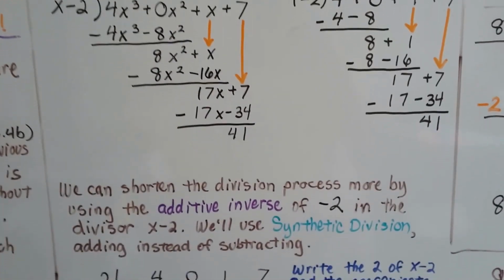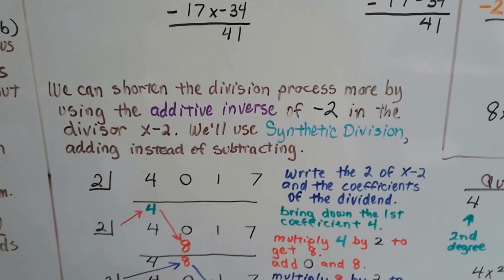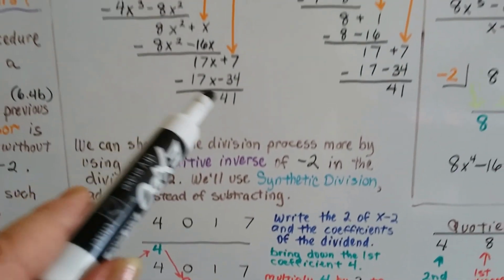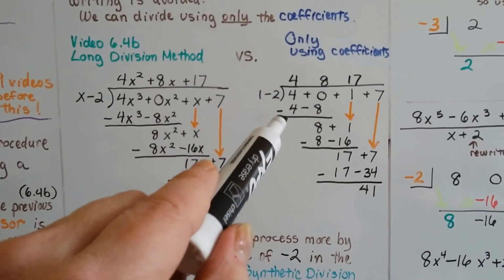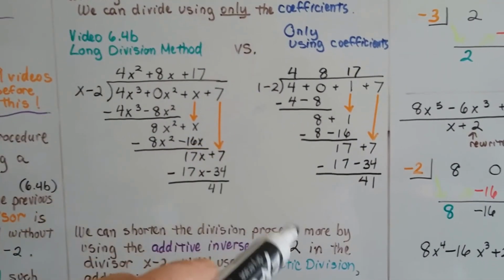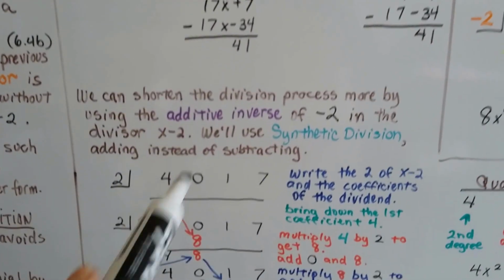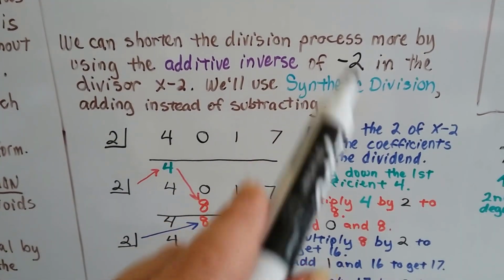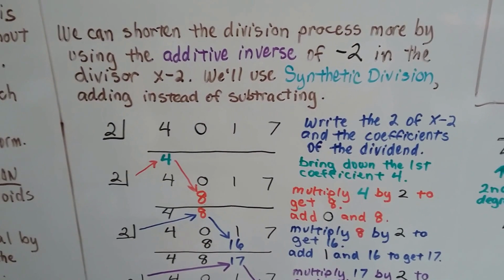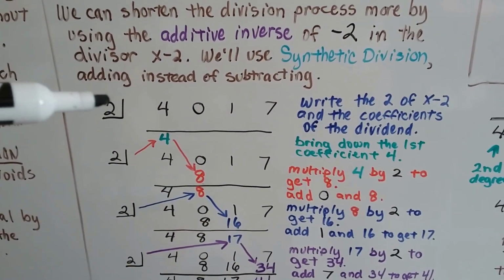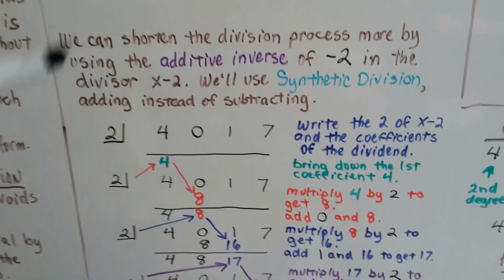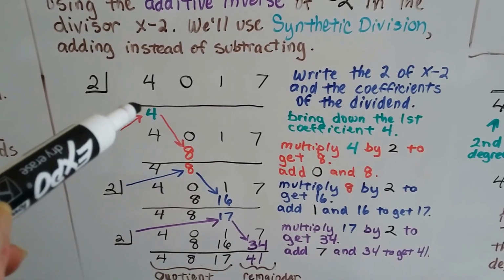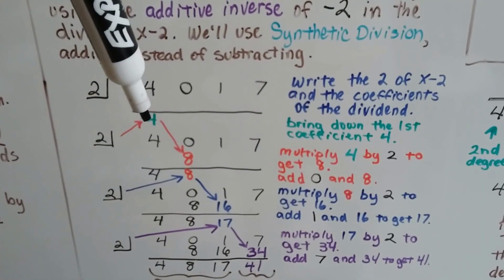Now we can shorten this division process more by using the additive inverse for negative 2 in the divisor, x minus 2. So if you notice, we had this 1 minus 2. Well, if we had x minus 2, what we could do is use the additive inverse of this negative 2, and use a positive 2. And we would write our 4, 0, 1, 7, just like we had here, and we would draw a line, and the first thing we would do is drop down this 4.